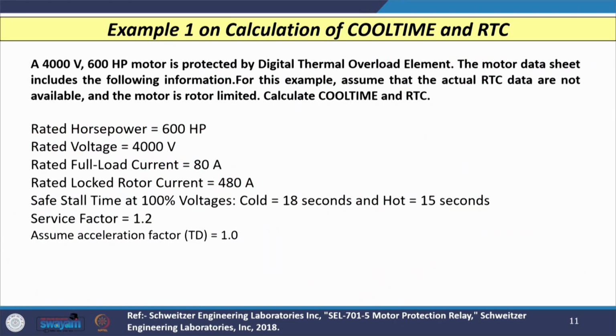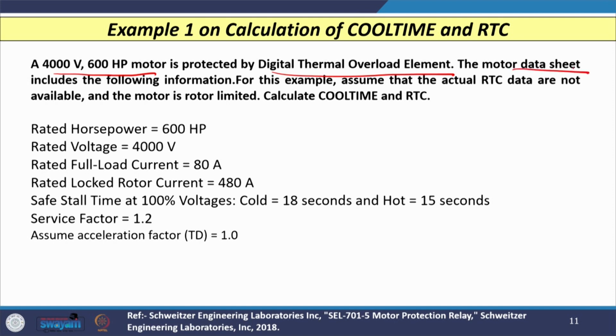To understand this, let us consider one example and see how we can calculate the cool time and run state time constant of the motor. For that, let us consider a 4000 volt, 600 HP induction motor, which is protected by a digital relay that has a digital thermal overload element built in.